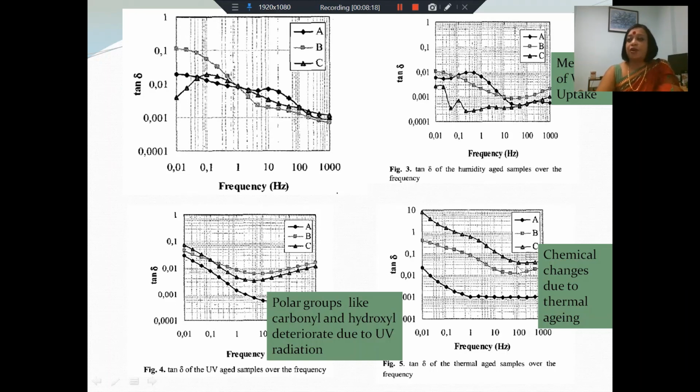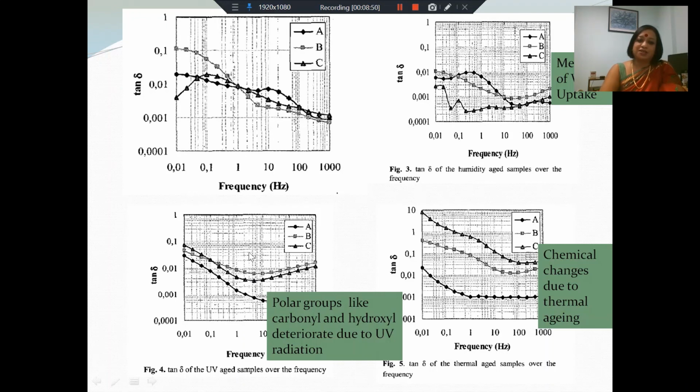So therefore, your choice of materials, just by looking at these graphs, and even if you don't go into figuring out what the polarization mechanisms are, roughly speaking, it is possible to conclude that it might be a better idea to use material A when you expect high temperatures, and material C when you expect high humidity environments. Again, here you have a different kind of aging. This is ultraviolet aging, where the sample is exposed to ultraviolet rays for a very long period of time.